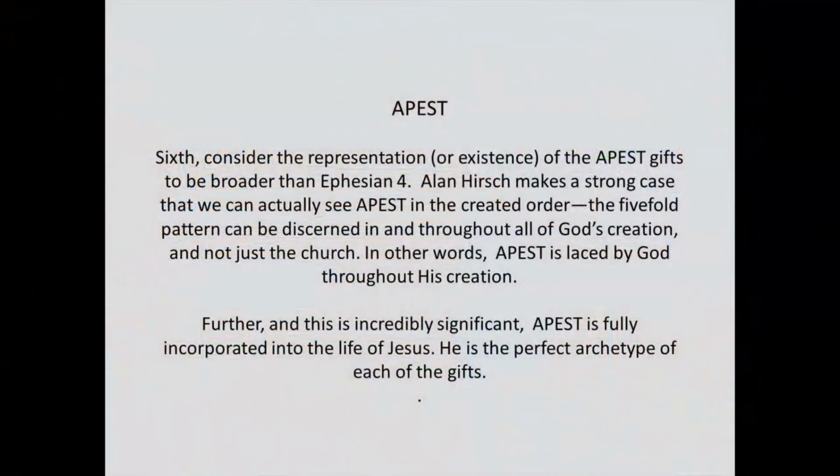And then the last thing is six, consider the representation. Here's where the 5Q book comes in. Consider the representation or existence of the APES gifts to be broader than just Ephesians 4. Now this might blow your mind a little, but Alan Hirsch in this book, 5Q, makes, I think, a very strong case that we can actually see APES in the created order. So the fivefold pattern can be discerned in and throughout all of God's creation, not just the church. In other words, APES is laced by God throughout his creation.